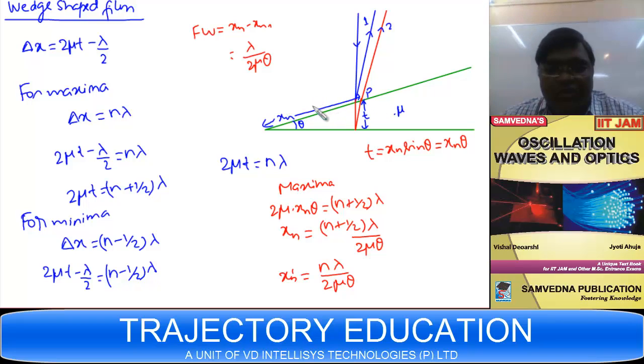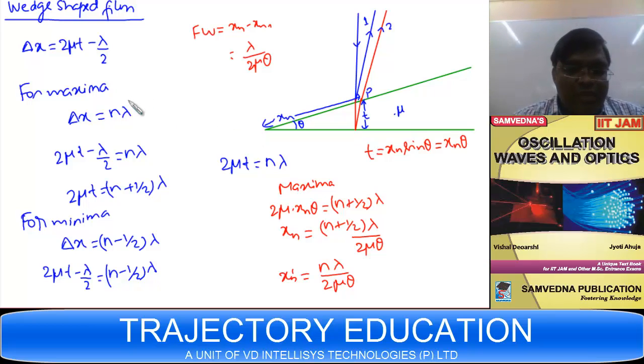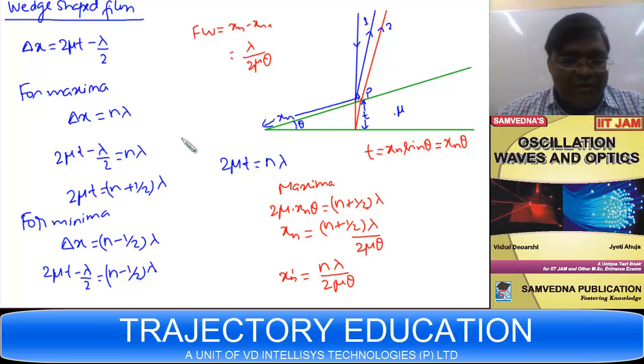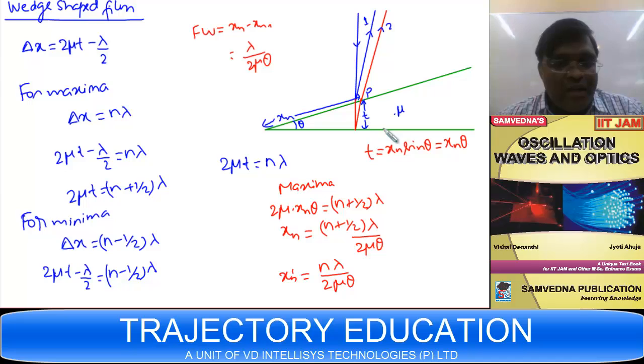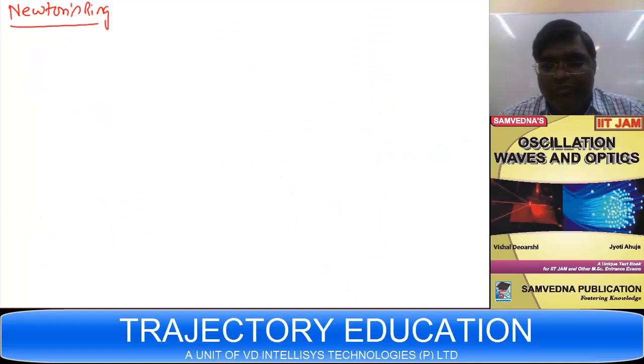Now I'll move on to Newton's rings. Now I'll discuss Newton's rings, where the thickness of the film will be increasing, and the increase will be more than linear. It won't be just a linear increase. The rate of increase will also increase. So let me draw Newton's rings. Let me discuss Newton's rings.